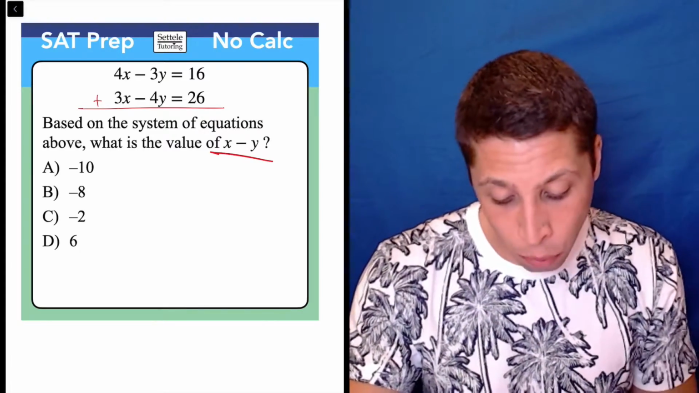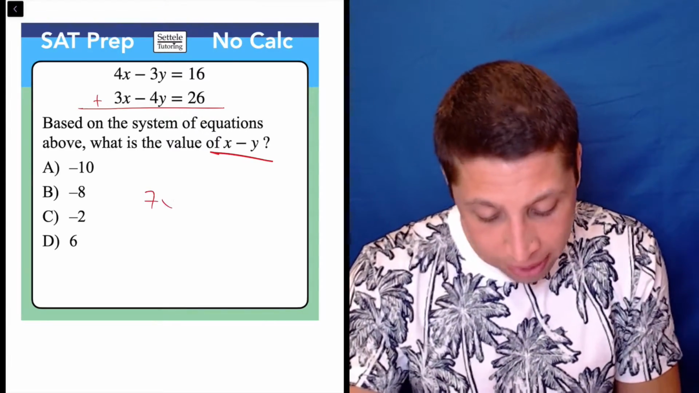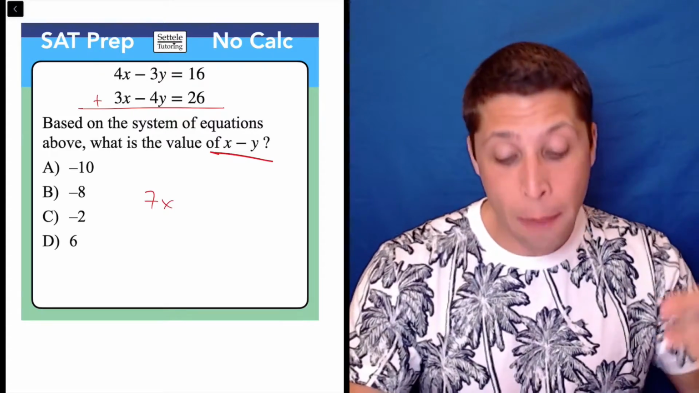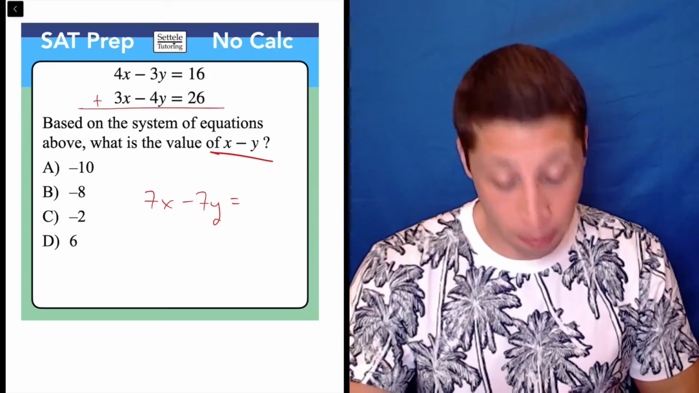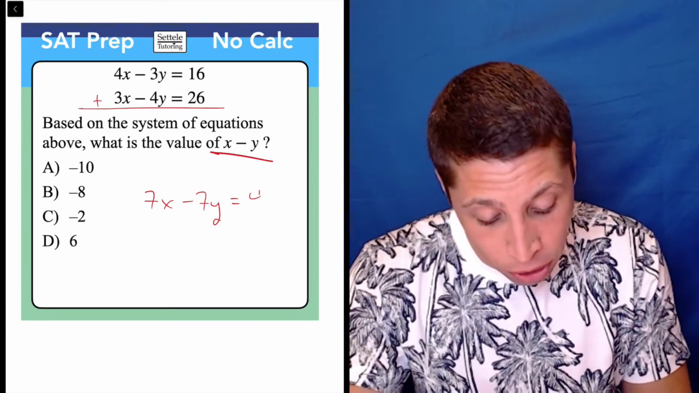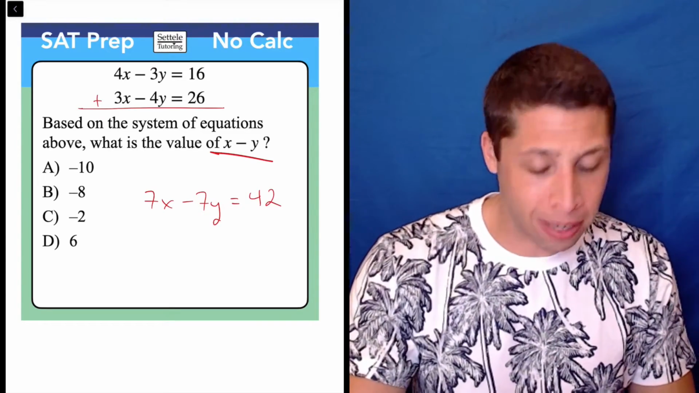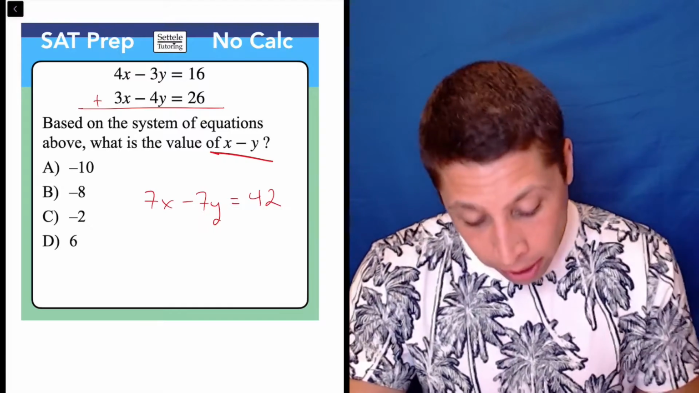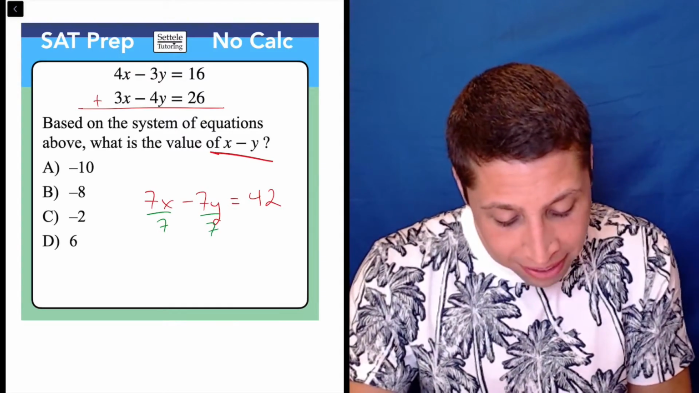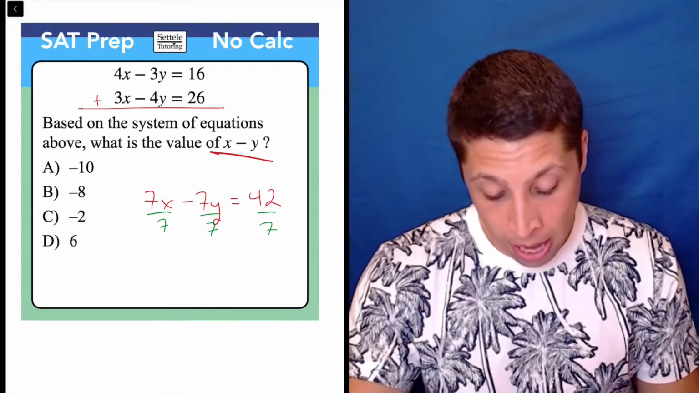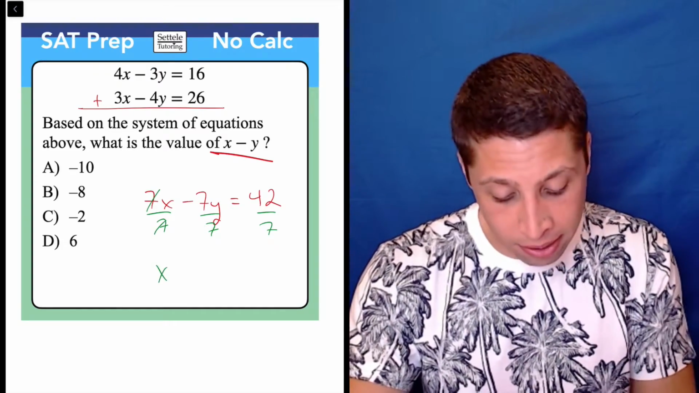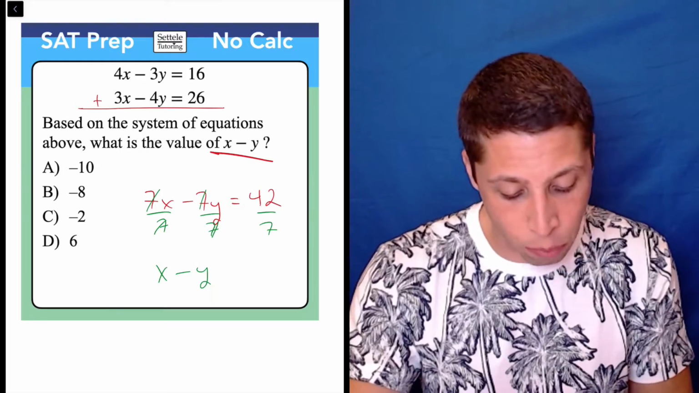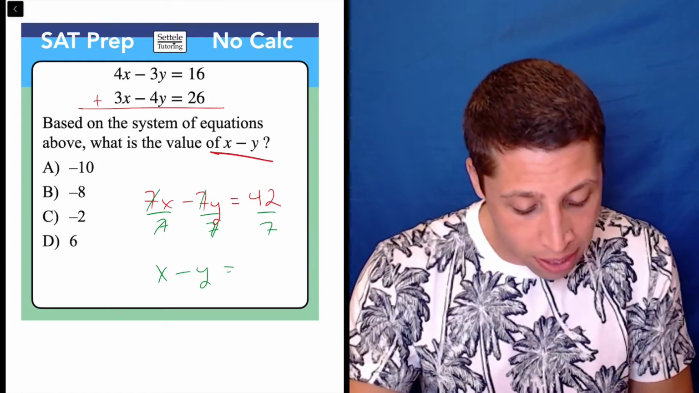What would I get? Well, 4x plus 3x is 7x, negative 3y minus 4y is negative 7y, and 16 plus 26 is 42. Now that seems kind of random, but let's think about what we could do here. We could divide all these terms by 7. That's a nice little convenient thing. And what do we get if we do that? Well, the 7's cancel, leaves us with x. The 7's cancel, leaves us with negative y. And 42 divided by 7 is 6.